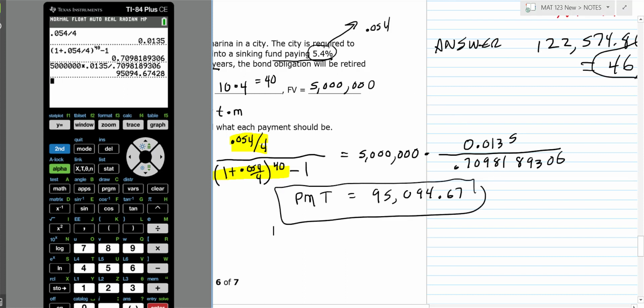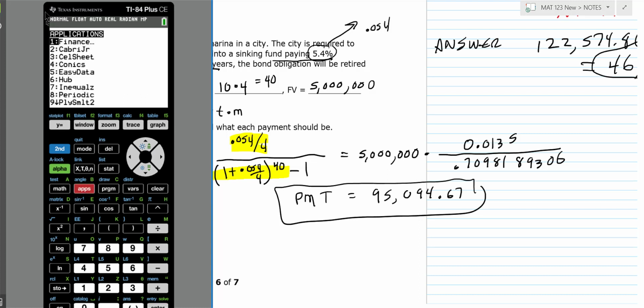Okay, now if you do the TVM solver, just do whatever the TVM solver gives you, but it's going to carry things out to several decimals. Okay, all right, so that's how that works out. What we're doing is we're finding the payment on that. All right, so let's go back now to the calculator. So do this with me on the calculator.